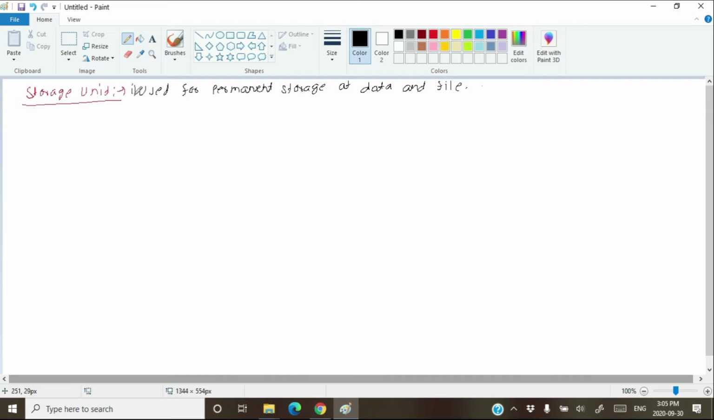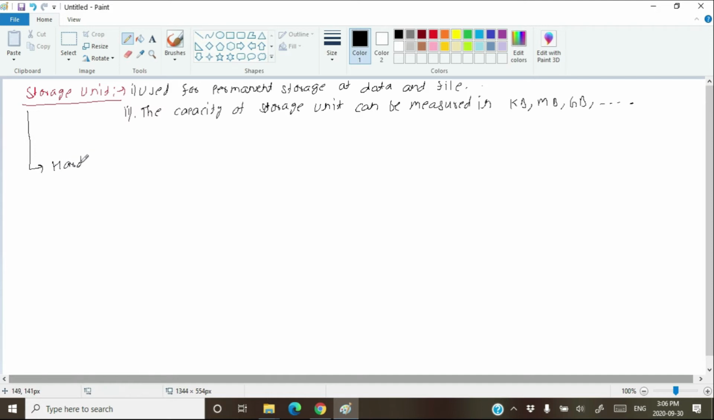The second point about the storage unit is that the capacity of a storage unit can be measured in KB, MB, GB, etc. The way in which we measure our main memory capacity, we measure the capacity of the secondary storage or storage unit in the same way. So let's talk about a few most common storage devices. And the first one is hard disk.